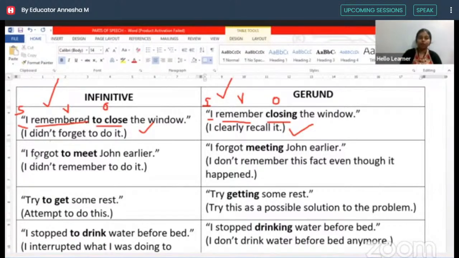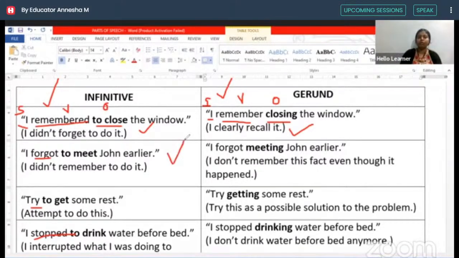Remember, forgot, try, stop. ये 4 वर्ब हमें दिए गए हैं. Remember, forgot, try and stop. इनके पीछे अगर gerund या infinitive लगाएंगे तो मतलब बदल जाता है. Again, let's look at the second example.